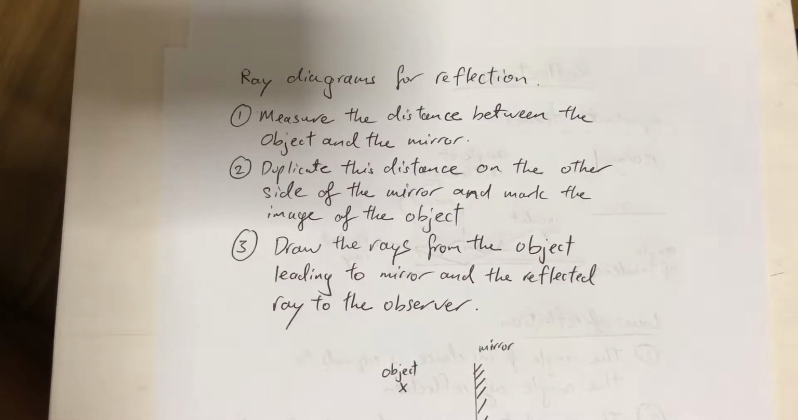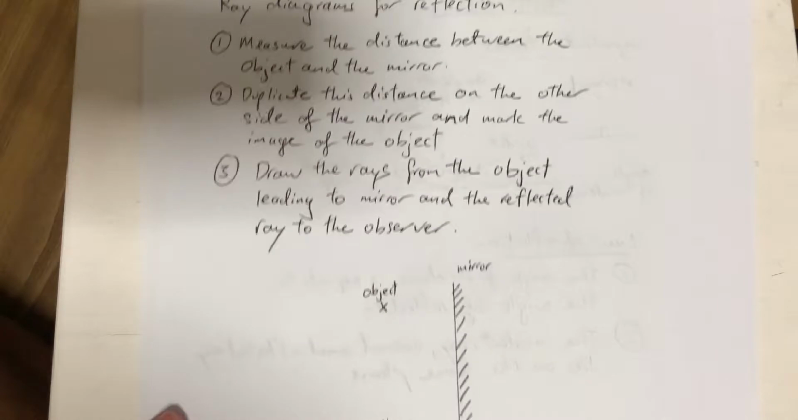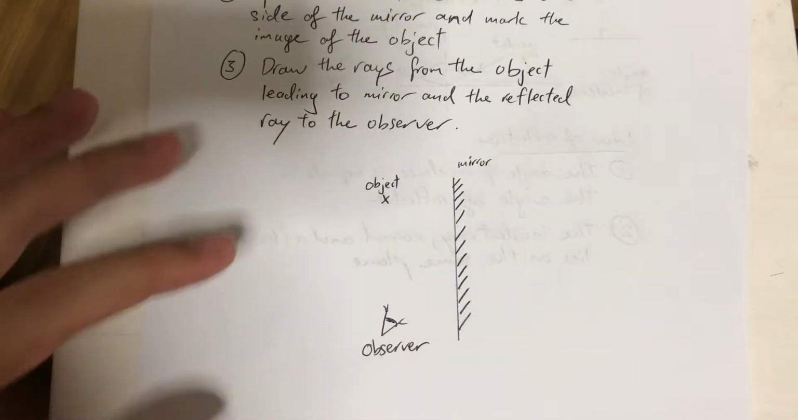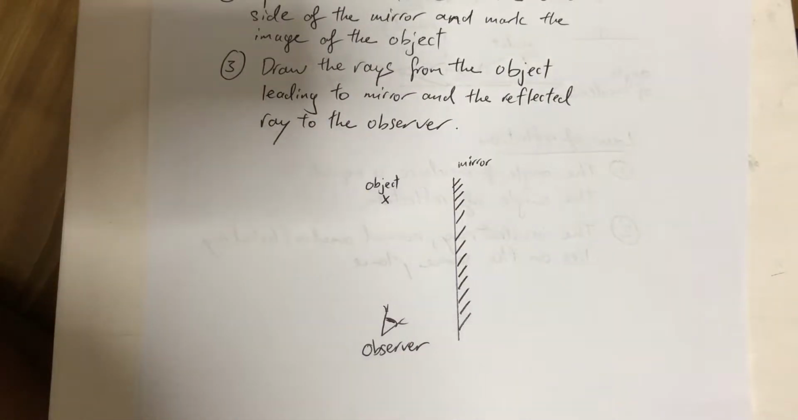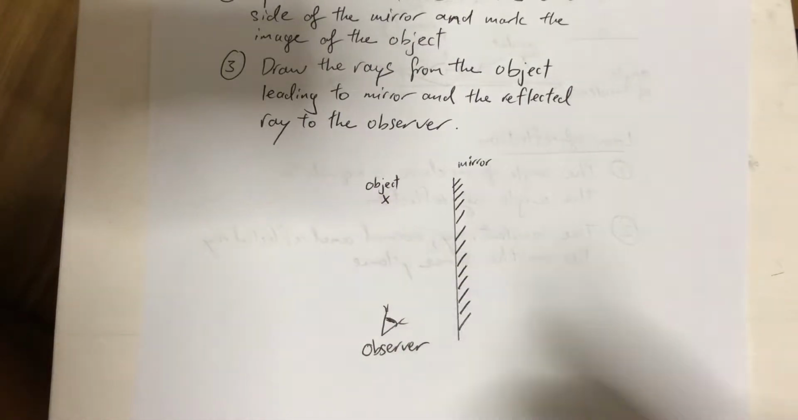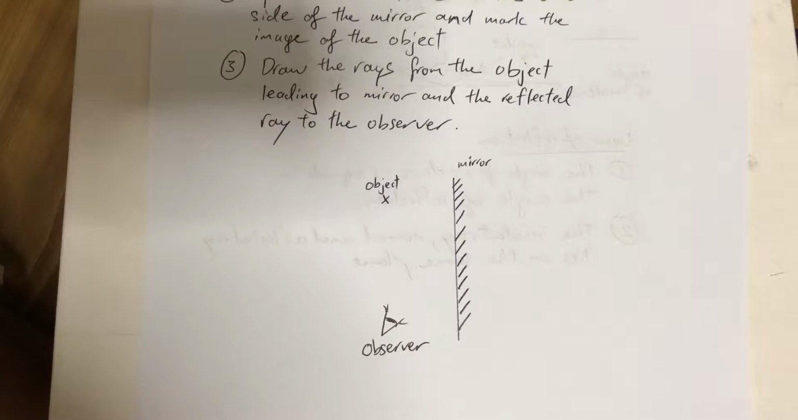Thirdly, you draw the rays from the object leading to the mirror and then draw the reflected ray to the observer. Now it might seem very abstract. Let me use an example to show you. Over here, I've drawn a mirror, an object, and an observer. Let's follow step by step what I've mentioned just now.